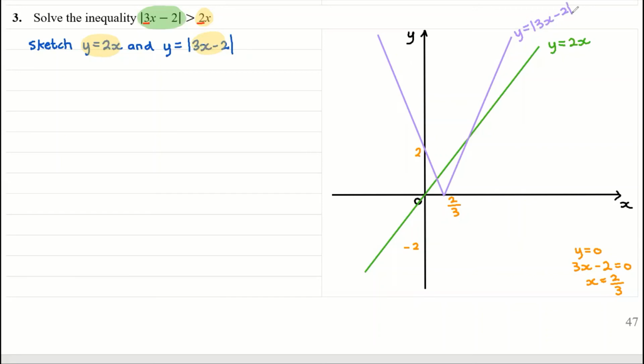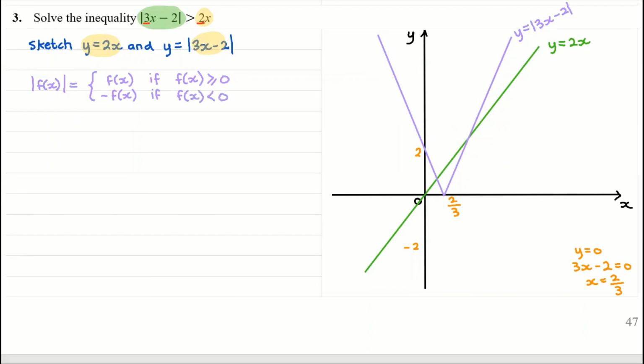Now, I just want to spend a bit of time talking about why the two branches switch over at 2/3. So if you remember from the definition of the modulus, if we take the modulus of some function f of x, it has two branches. f of x without the modulus, if the function itself is greater than or equal to 0, because that specifies that the function is above the x-axis, and negative f of x if f of x is less than 0.